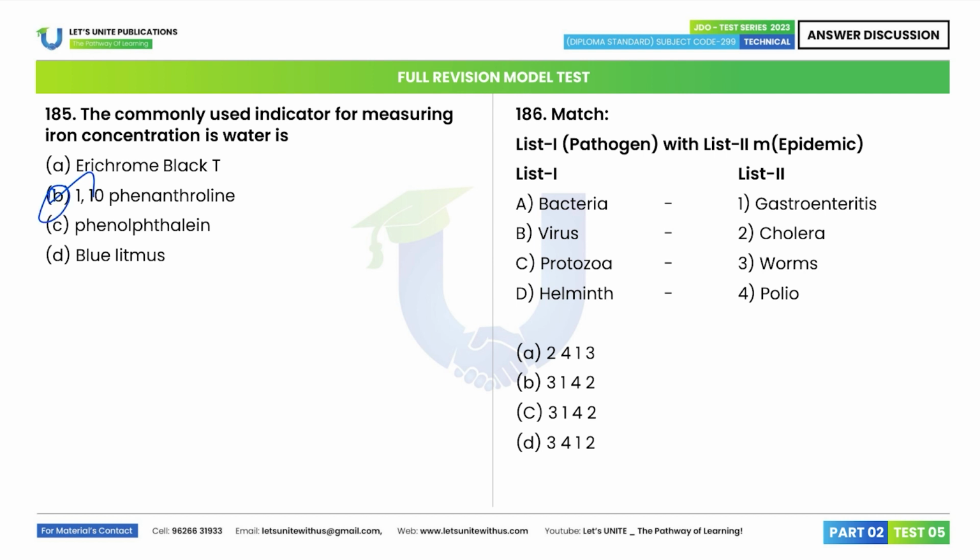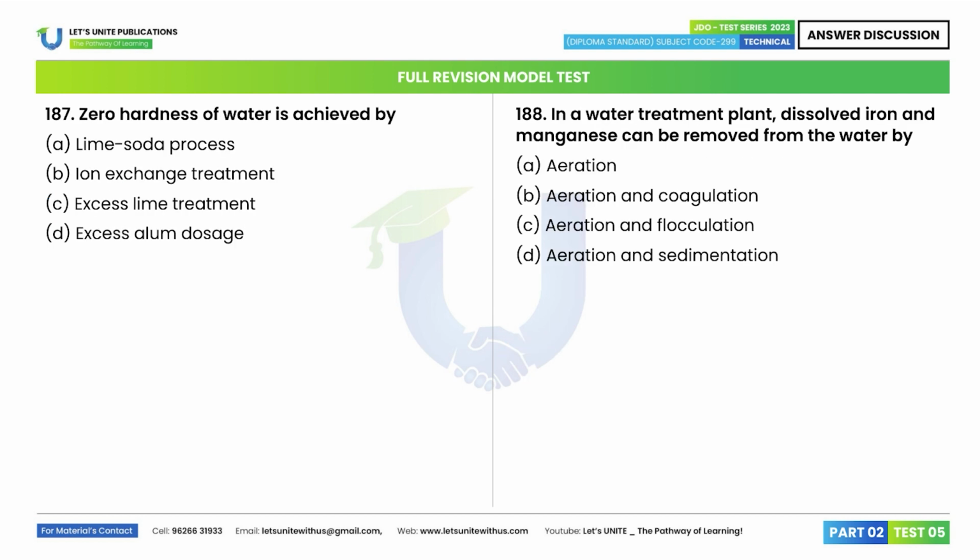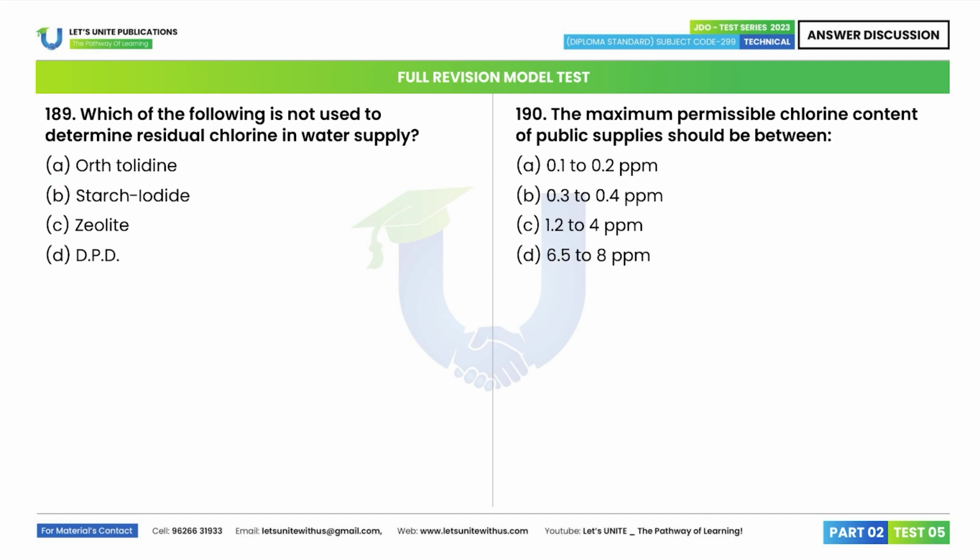Next, 186. Match the following. Bacteria: cholera, virus: polio, protozoa: gastroenteritis, helminth: worms. Option A is the correct answer. Next, 187. Zero hardness of water is achieved by ion exchange treatment. Option B. 188. In a water treatment plant, dissolved iron and manganese can be removed from the water by aeration and sedimentation. Option D.